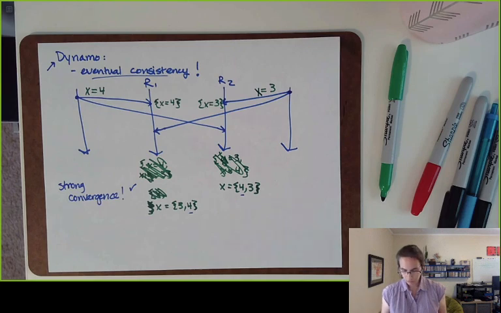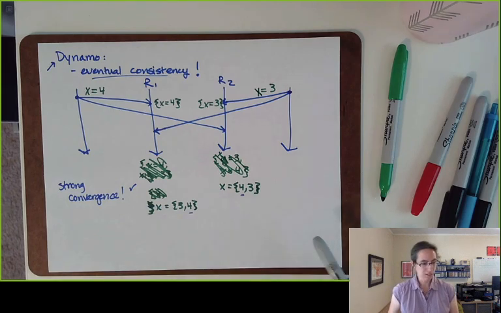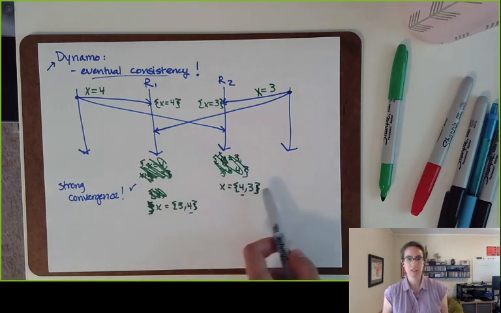Well, we can't tell them what to do. The appropriate way to resolve the conflict is going to have to depend on the application. But we do have strong convergence because the replicas do indeed have the same state after delivering the same set of updates.